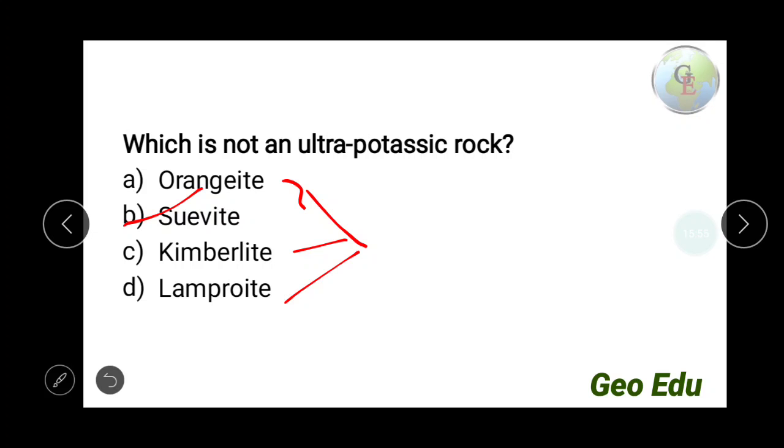So suevite rock is an impact breccia, composed of angular fragments of different rock types, like glass inclusions and fine grained matrix. This type of rock was first recognized in the Ries impact structure in Germany.